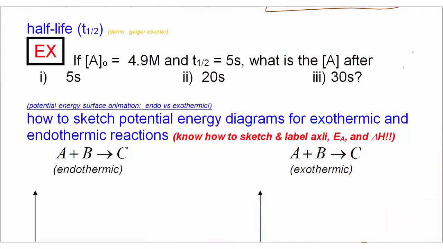If the original concentration is 4.9 molar and each half-life is 5 seconds, what is the concentration of A after these amounts of time? Notice they didn't tell us which order. 0, first, second. They didn't tell us. So this is a concept question. So here's the trick to doing it. We're going to take that original concentration, whatever it was, times 1/2 to some power. And this power is always the number of half-lives that went by.